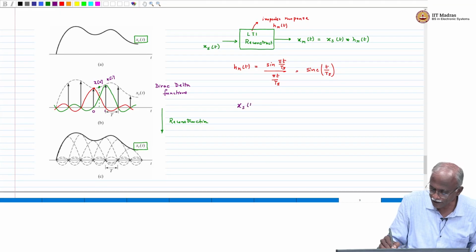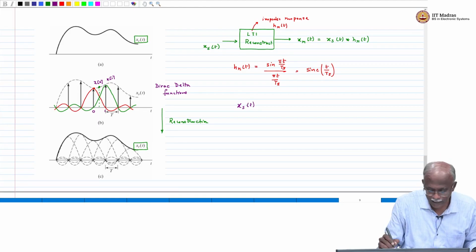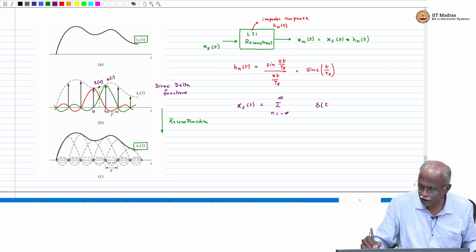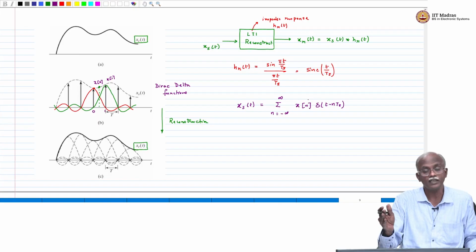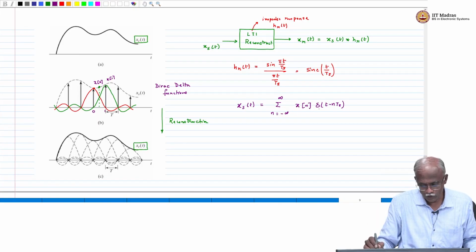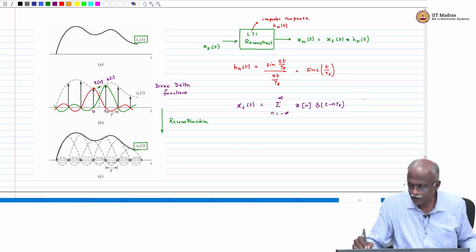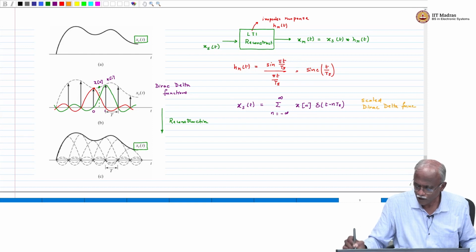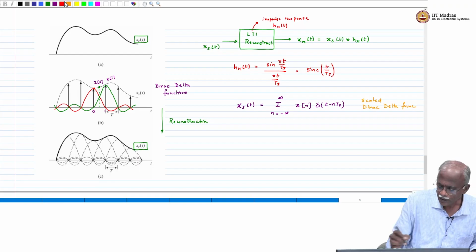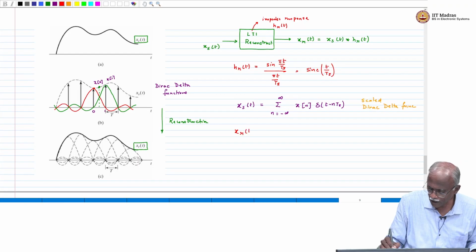XS of t basically takes the discrete time values and scales the Dirac delta function. So XS of t is a sum of Dirac deltas, n equal to minus infinity to infinity, delta of t minus nTs, that is just a Dirac delta, and it is scaled by the corresponding discrete time signal which is occurring at that time instant. Okay. And so this gives us the scaled Dirac delta functions.